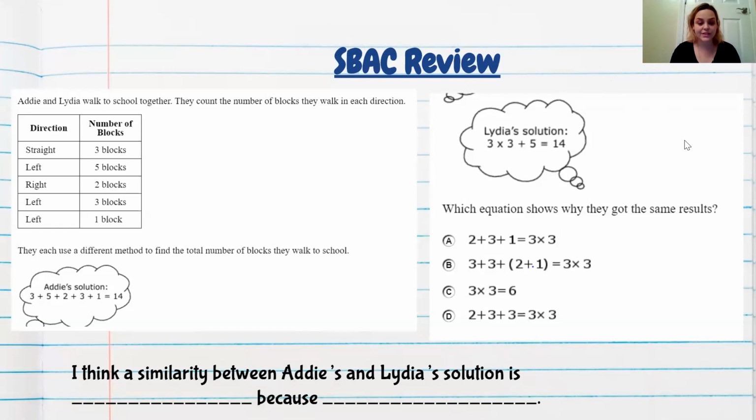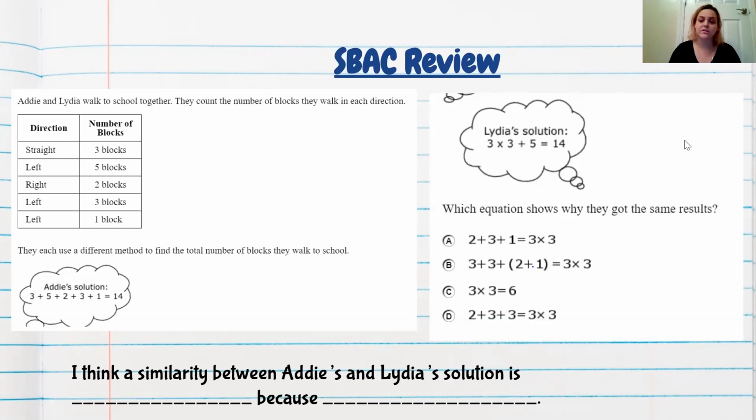You should have written, I think a similarity between Addy's and Lydia's solution is that they both have the same answer, right? For Addy, she added all of those numbers together, and so she had a sum of 14. Whereas Lydia, she multiplied and then she added, so it gave us a product of 14 as well. That's interesting. Well, now we're going to look at the question, because it says, which equation shows why they got the same result? And here are the options. I'm going to read it and then we're going to figure out which one to eliminate in a moment.